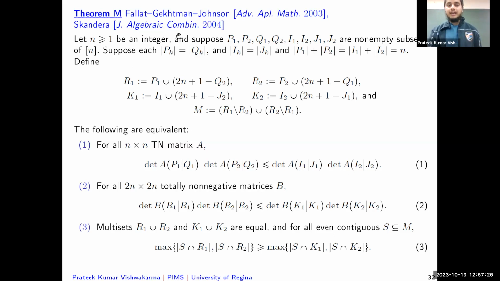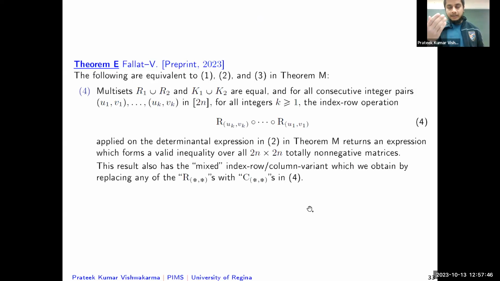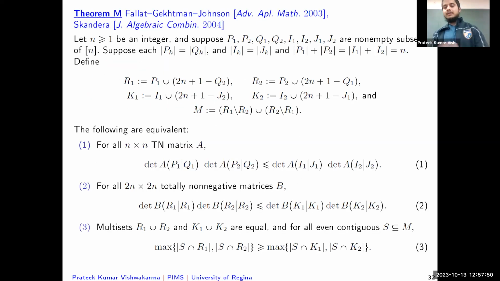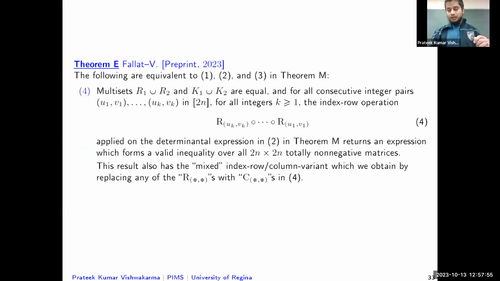Now, this result, due to Skandera and Fallat and others, gives us that combination in terms of R1, R2, and K1, K2. And using this combination, we were able to test that the converse to that lemma holds true for the inequalities in part 2. So we were able to show that a determinantal inequality of type 2 holds for all totally non-negative matrices if and only if whatever word of these row and column operations we apply gives us a new expression which again is a determinantal inequality for all totally non-negative matrices. So we were able to obtain an algorithmic method to identify whether a smallest multiplicative determinantal inequality holds for all totally non-negative matrices.